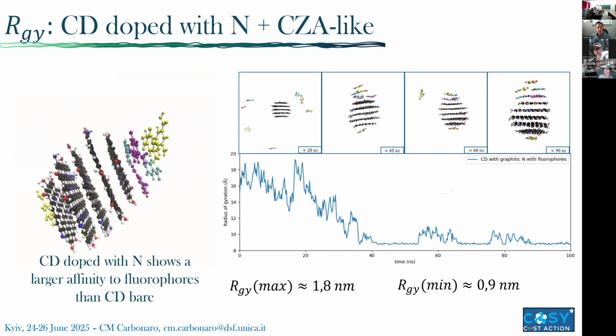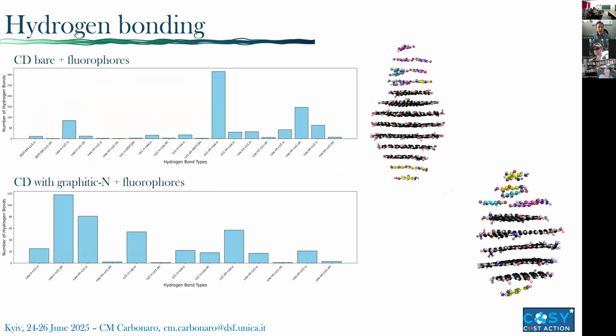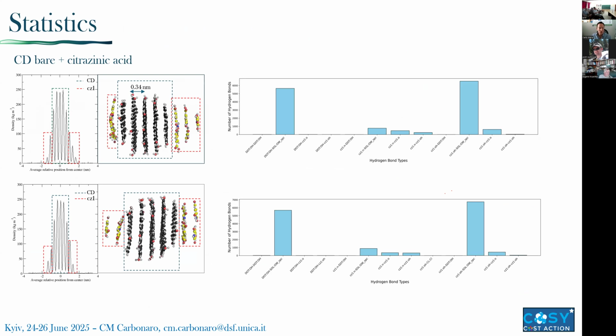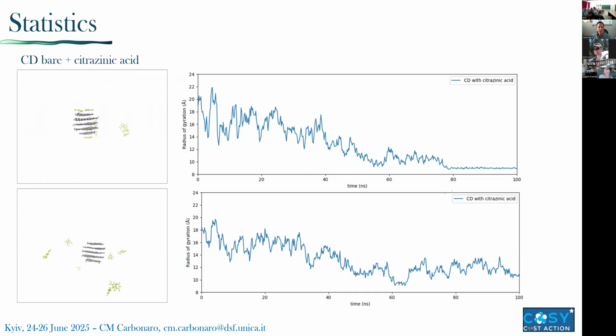So the idea was also pursued by studying the hydrogen bonding in order to have an idea how these molecules are eventually related to themselves or to the layers of our systems. It is more or less the same in the case of citrazinic acid without molecules, citrazinic acid with molecules, carbon dots with bare, or carbon dots with nitrogen.